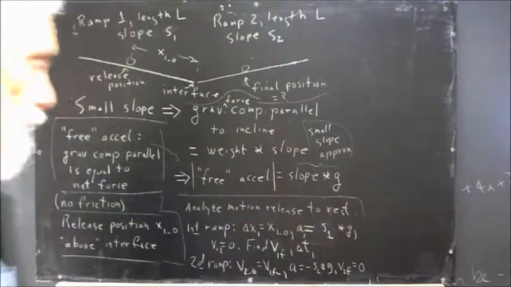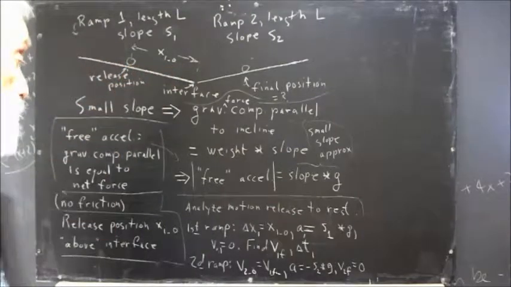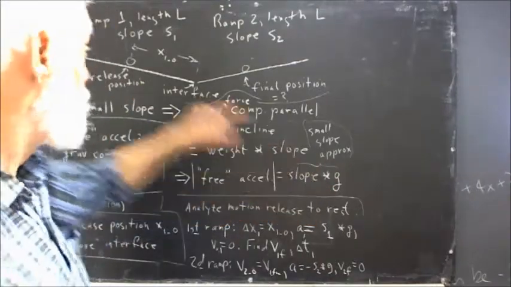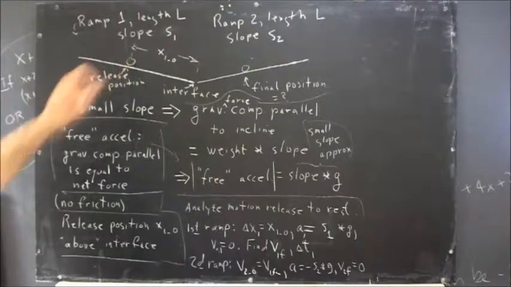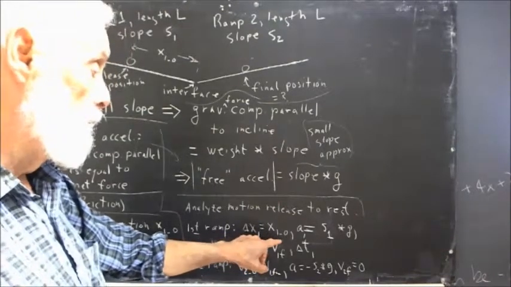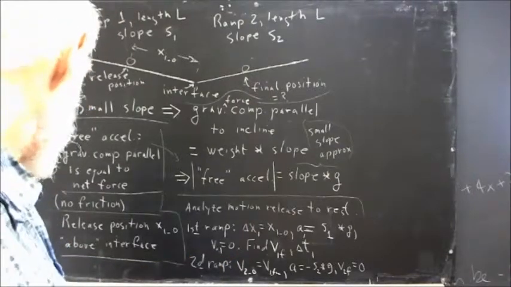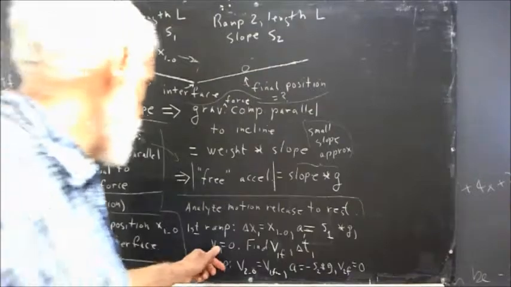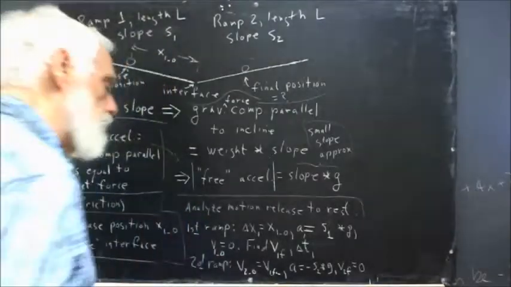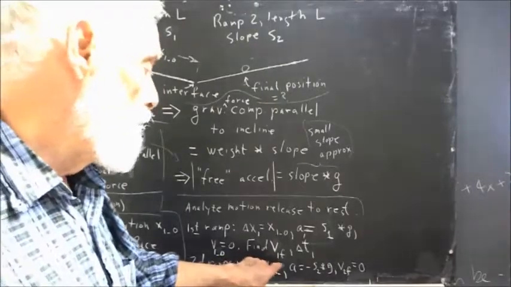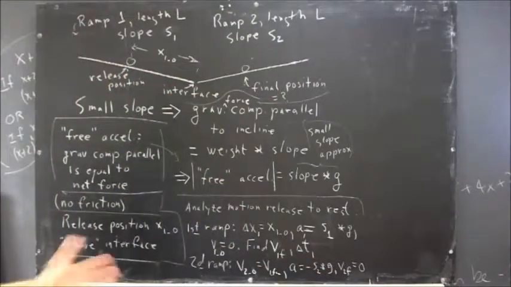Okay, to analyze the motion from release to rest, I can set this up. What do we know about the motion in the first ramp? That the change in position is going to be x1, 0. The acceleration is going to be slope times g, which is s1 times g. And the initial velocity is going to be 0. So in the first ramp, delta x1 equals x1 naught, a1 equals s1 times g, and v01 equals 0. And I've been a little inconsistent with my subscripts. I should call that v1 0. Okay. So we're going to find v1f and delta t1, the final velocity on ramp 1 and the time interval on ramp 1.